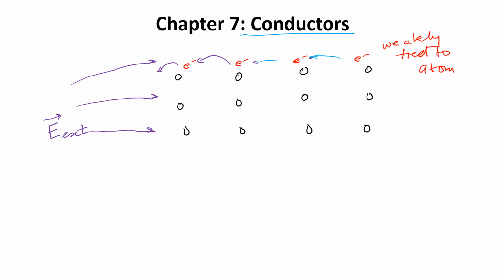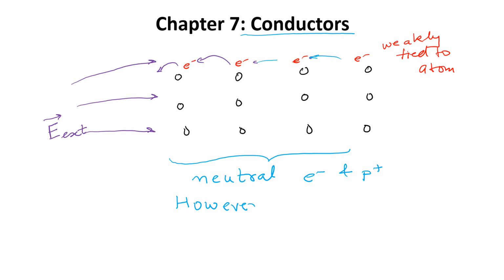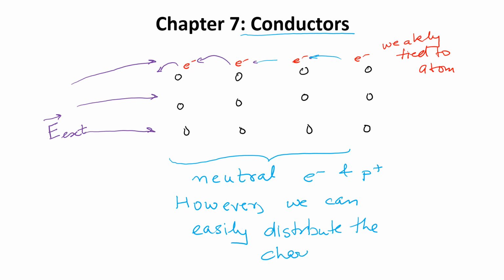In the first half of the conductor part of this chapter, we are not going to put any excess charge on the conductor. This conductor is neutral, has the same number of electrons and protons. So, the total charge on the conductor is going to be 0. However, because electrons are very weakly tied, we can easily distribute the charge. We can easily move this charge around when we apply an external field to this conductor.